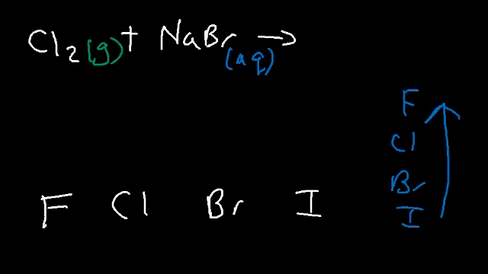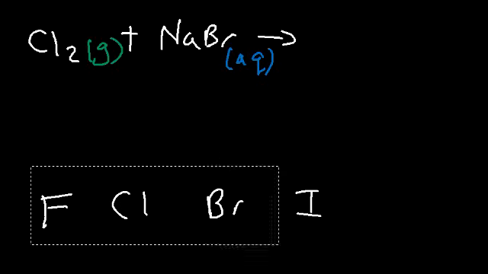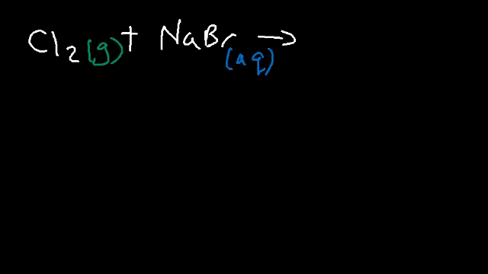So chlorine is more reactive than bromine. Chlorine is strong enough to displace bromide out of the solution. And so that's what you need to know for this particular problem. You need to know how to use the activity series to determine if the reaction is going to work. And this one is.